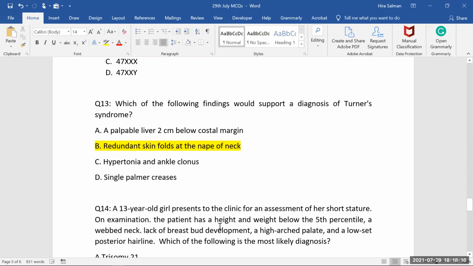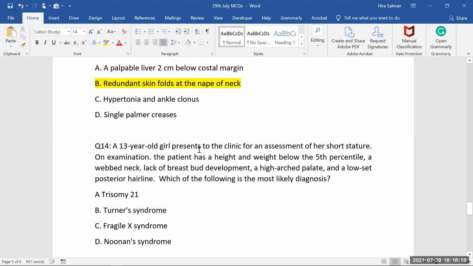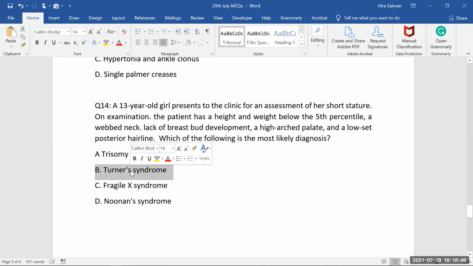Now, a 13-year-old girl presents to the clinic for an assessment of short stature. The patient has a height below the 5th percentile, webbed neck, so third feature, lack of breast bud development. So you can think about lack of secondary sexual characters, high arch palate and low set posterior hairline. Which of the following is the most likely diagnosis? Based on all these findings, short stature girl, webbed neck, high arch palate, low set posterior hairline, lack of breast bud development, this will give you a clue of Turner syndrome.